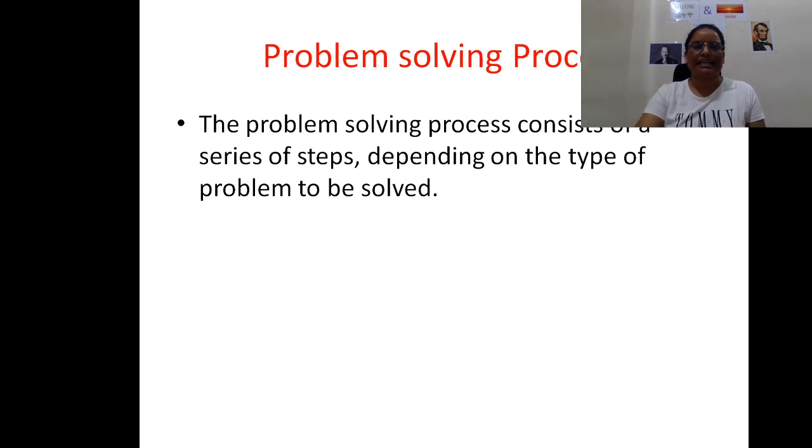Then the next is the problem solving process. The problem solving process consists of a series of steps, at least 7. Some people say 5 steps, 6 steps. We are going to discuss 7 steps, which are given by Dr. Suresh in his book of research, depending on the type of problem to be solved.